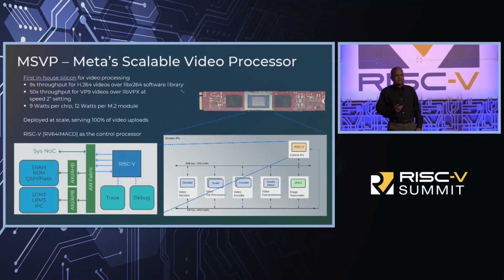So in terms of where we deployed these, right? We deployed the RISC-V core in our first silicon, Meta's Scalable Video Processor. This is our first in-house silicon for video processing. This is the first server-class video processor that we have developed. There are a lot of video processors in the industry, in the consumer space today, but this is a different level of performance that we wanted to target.